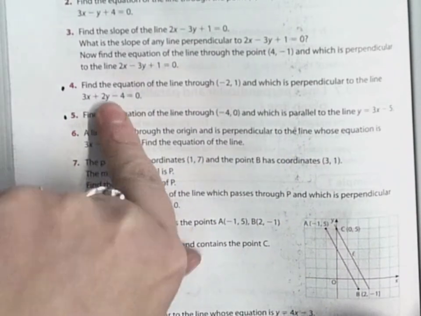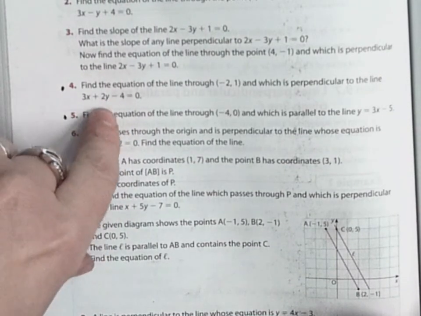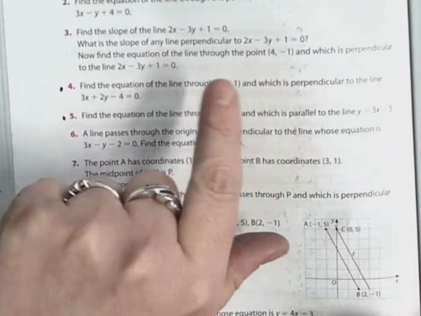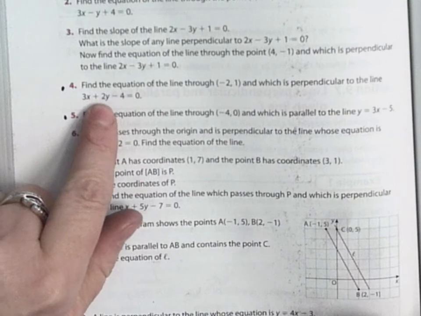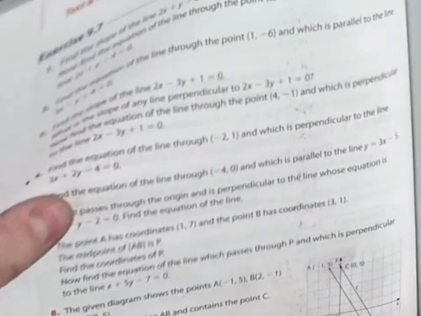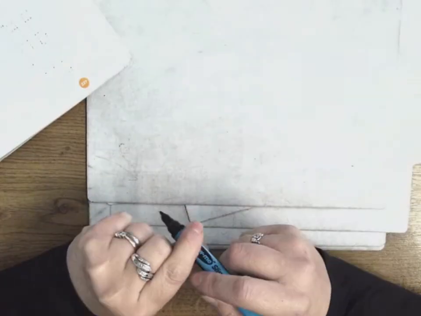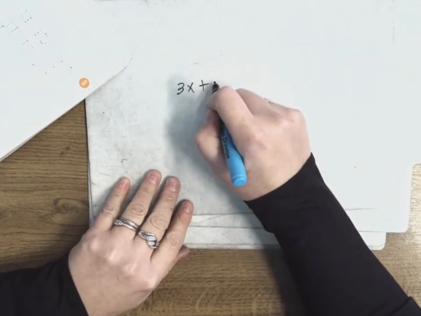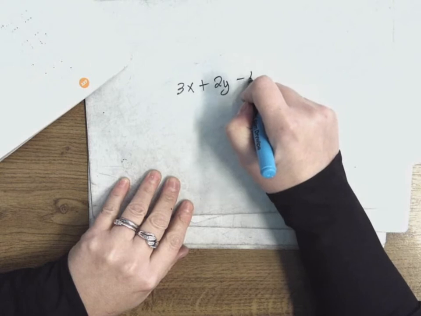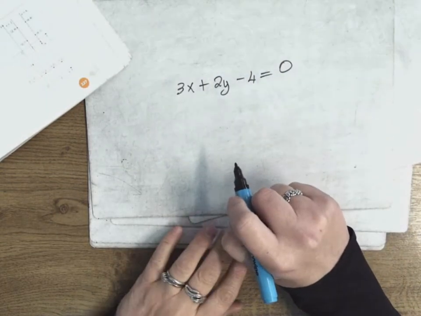So what could I do? I need to get what? The slope of that line, don't I? And if I get the slope of that line, I can turn it upside down, change the sign, and I have the slope of the line I'm looking for, yes? Right, so this is the one where I give you the equation and I ask you for the slope. So the equation here is 3x plus 2y minus 4 equals 0. Does anyone remember how to get the slope from that?